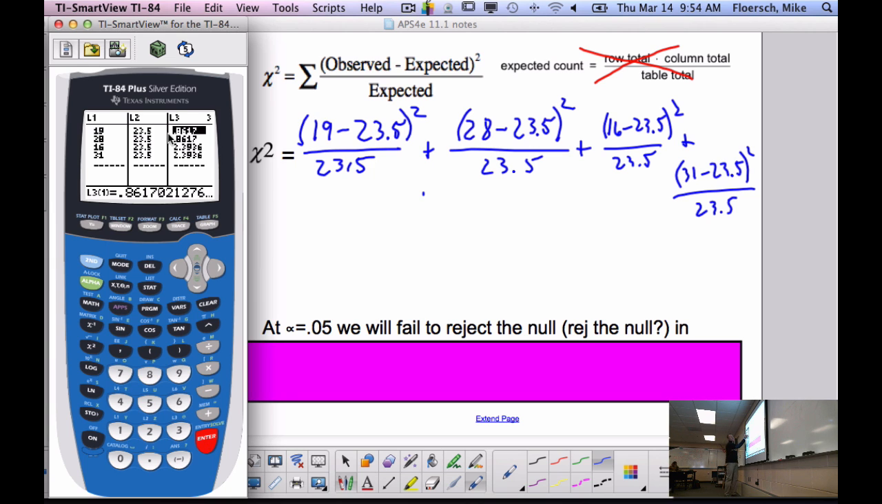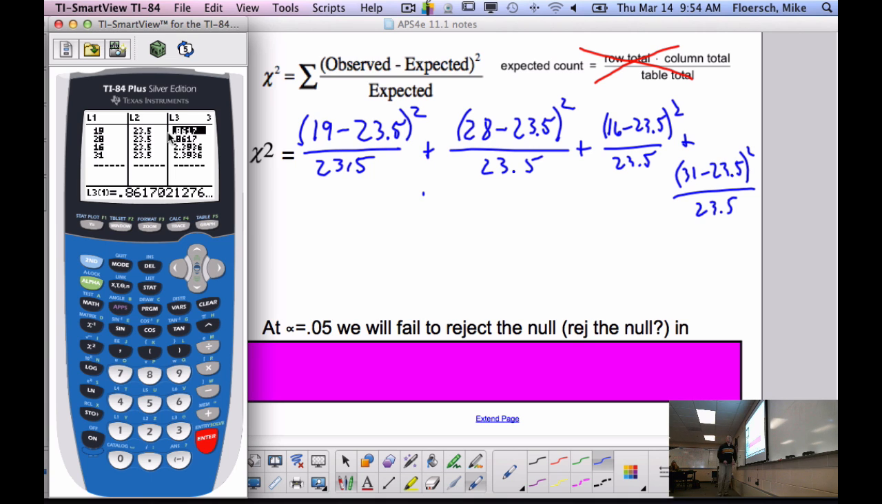This 0.8617 is the chi-squared value for this. The second 0.8617 is the chi-squared value for the second one. 0.23936 is a chi-squared value for this one, and then this fourth number is a chi-squared value for this one. The bigger your chi-squared value, the more significant your data.